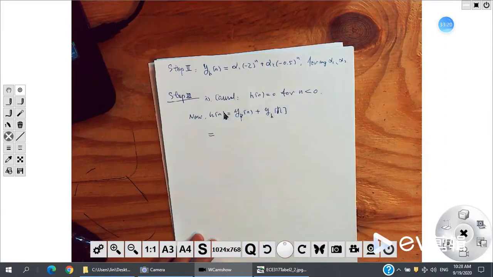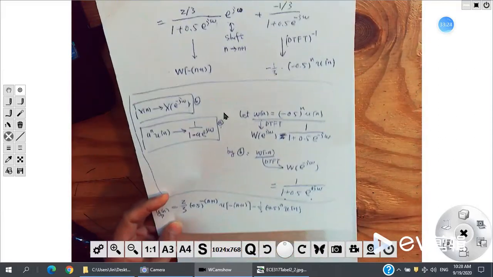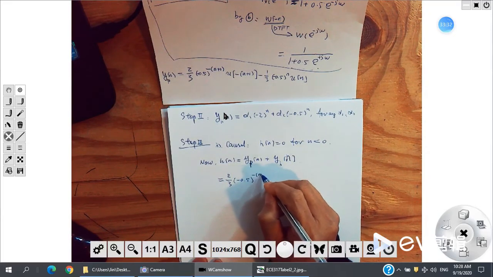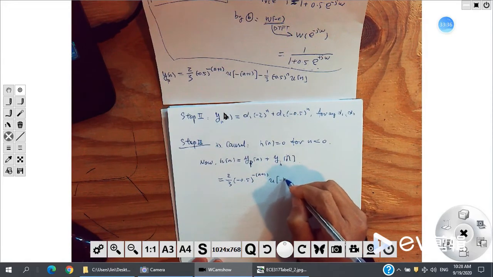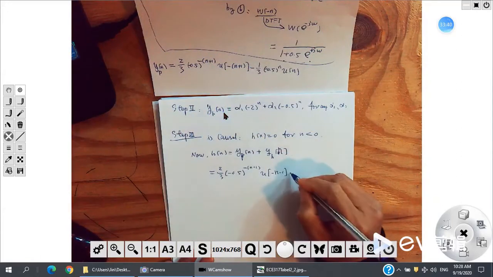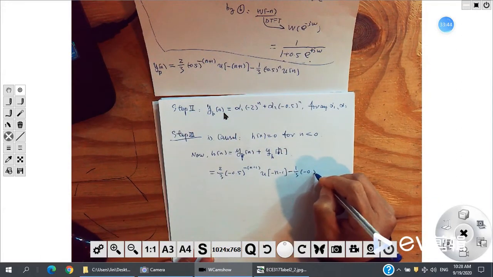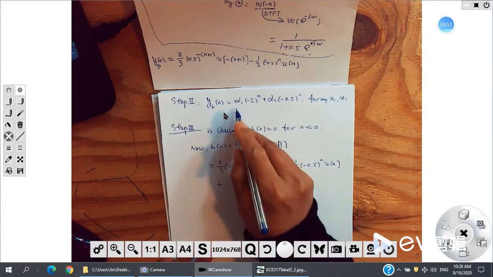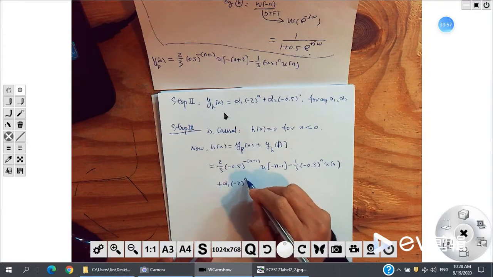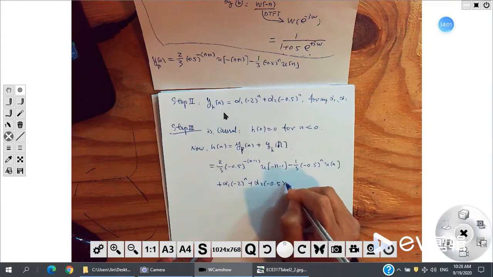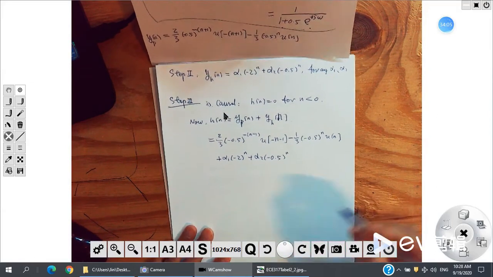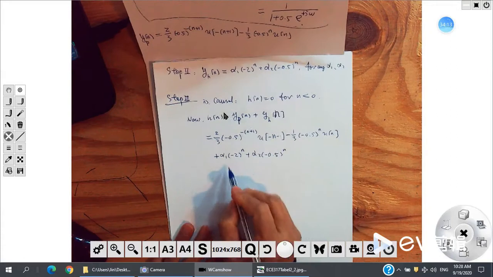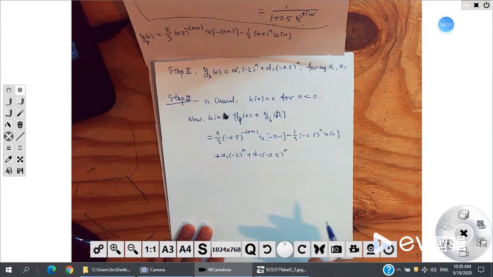And the particular solution we just have is this one: 2/3 negative 0.5 to the negative n plus 1, and u of negative n minus 1. Okay, then this minus 1/3 negative 0.5 to the n, and u of n. Right, this is the particular solution, and the homogeneous solution is just alpha 1 negative 2 to the n and alpha 2 negative 0.5 to the n. Alright, and here we have h of n equal to 0 for all n, but we only need 2, alpha 1 and alpha 2, so we just check 2 to solve it.